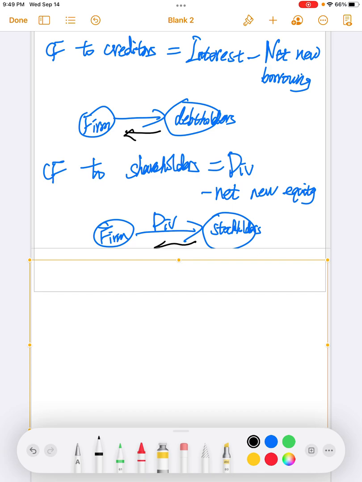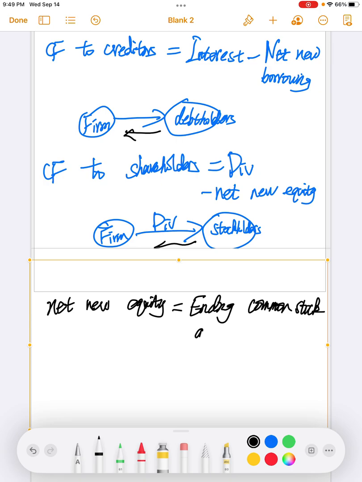The company's net new equity raised just equals the common stock and paid in surplus at the end of the period minus the common stock and paid in surplus at the beginning of the period, and we can find the value for the common stock and the paid in surplus in the company's financial statement.